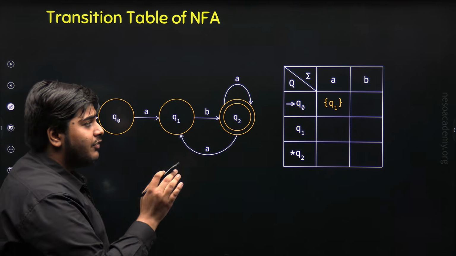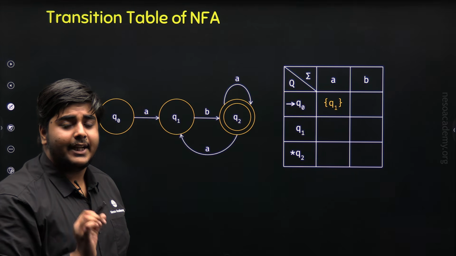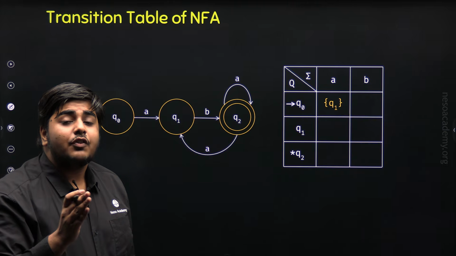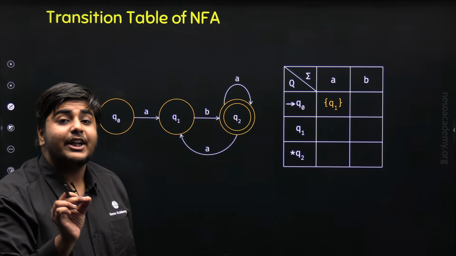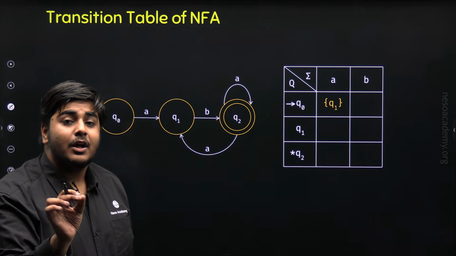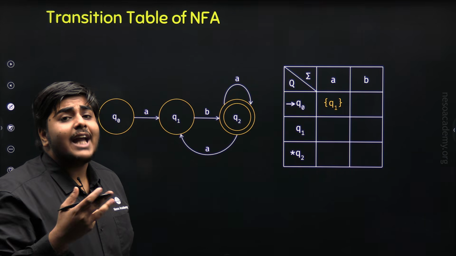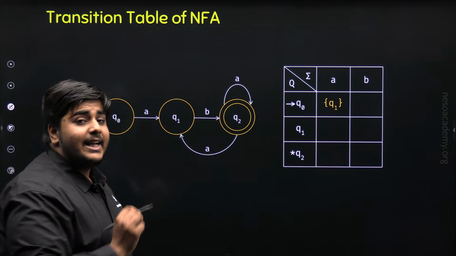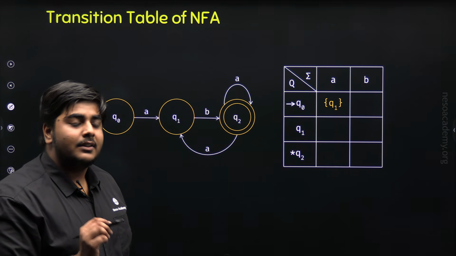Now why have I written this Q1 in the form of a set? If you remember, the transition function of NFA returns the set of states. In case of DFA, we only have a single state. But in case of NFA, we can have more than one next state. That is why we write the next states in the form of a set.